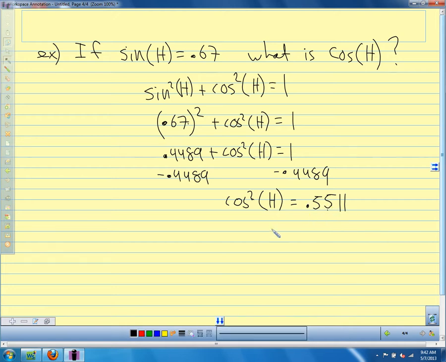So cosine squared h is 0.5511. We want to find cosine of h, so what do we need to do? Square root. I think that's what you said. Yeah. So I get the cosine of h equals, and I take the square root of 0.5511. About 0.74.